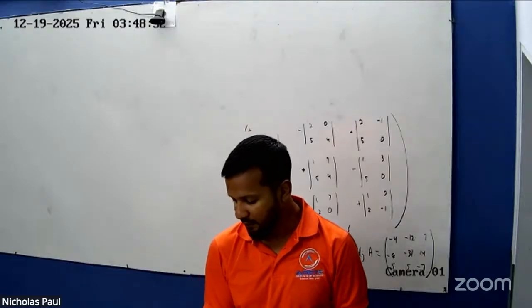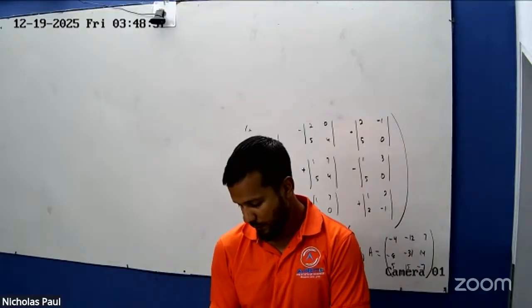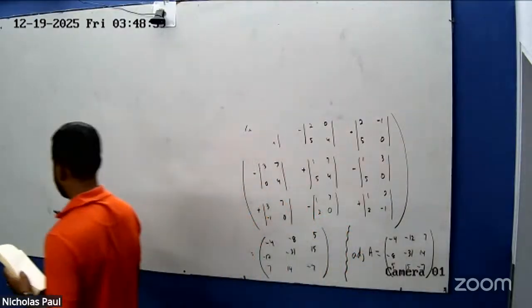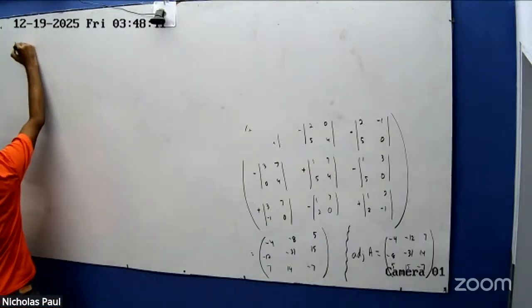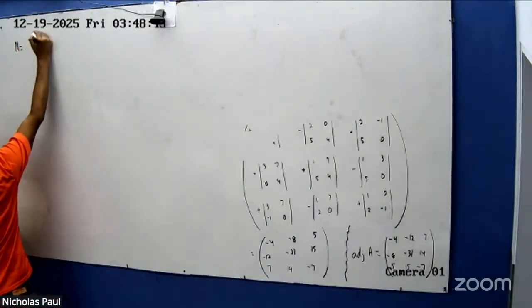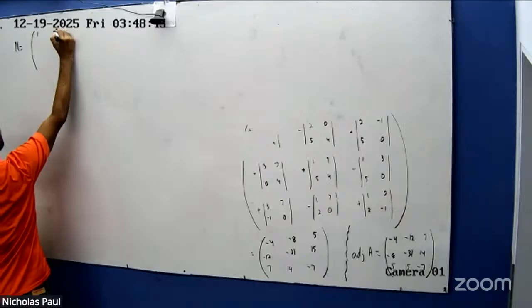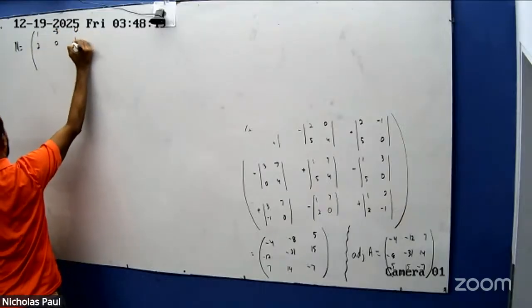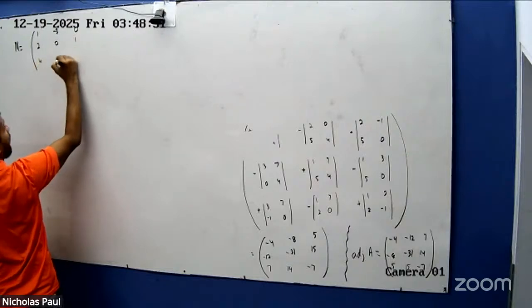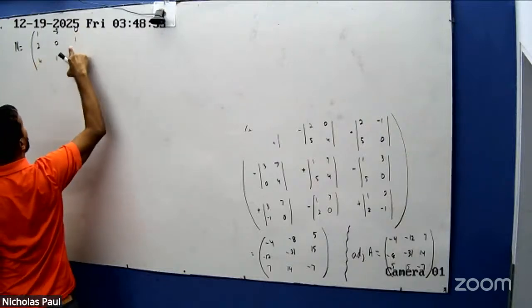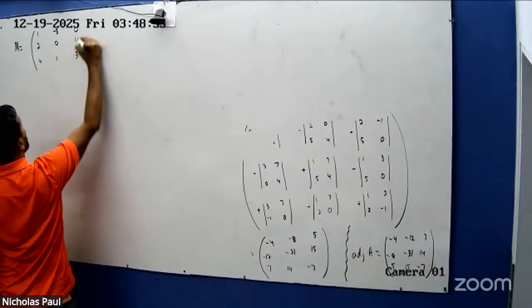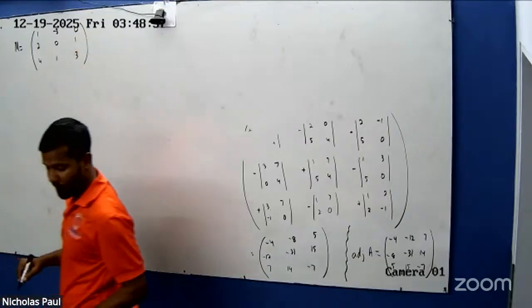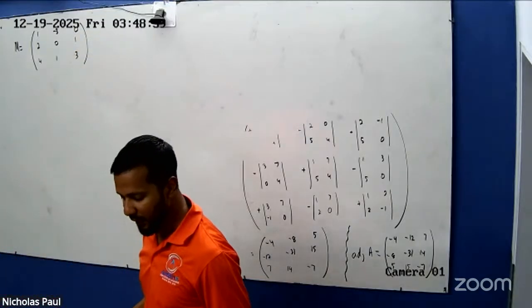Find the inverse of this matrix: 1, minus 3, 0, 2, 0, 1, 4, 1, 3. Find the inverse, so you have to do everything. You have to find the determinant and everything else.